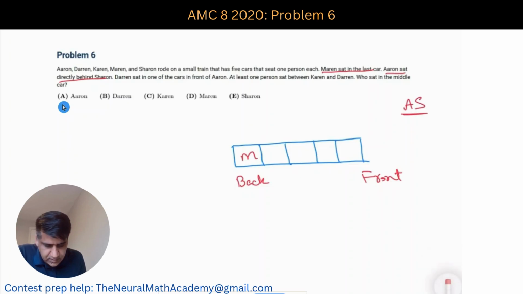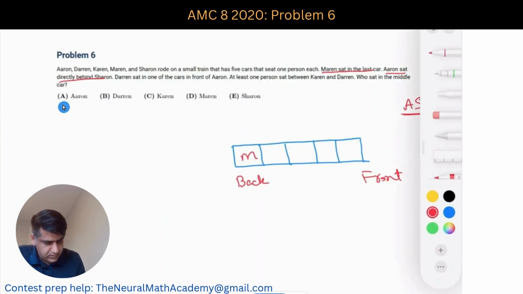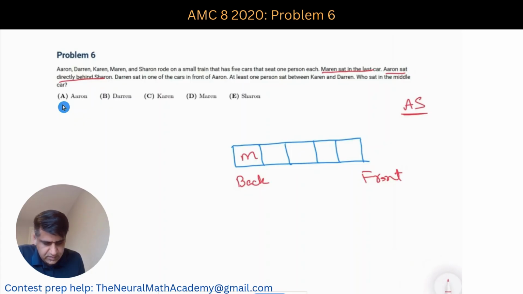Now another condition is Darren sat in front of the cars. So if Darren is sitting in front of Aaron, so it means that Aaron and Sharon, they should be either here or they should be here, and then Darren can go in this spot or in this spot. However, it says that at least one person sat between Karin and Darren.